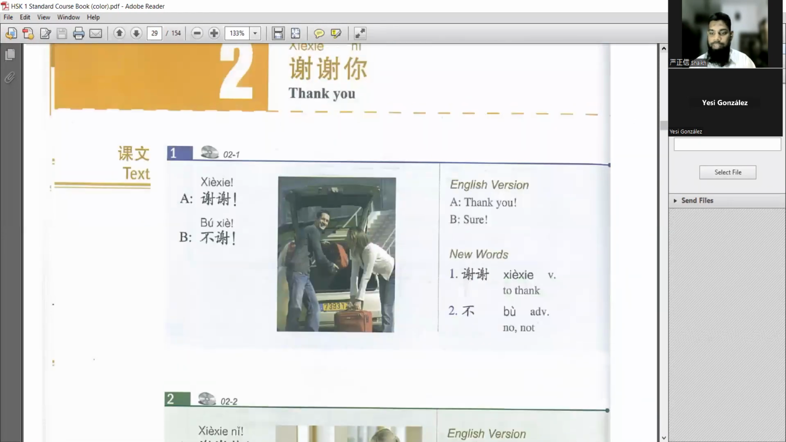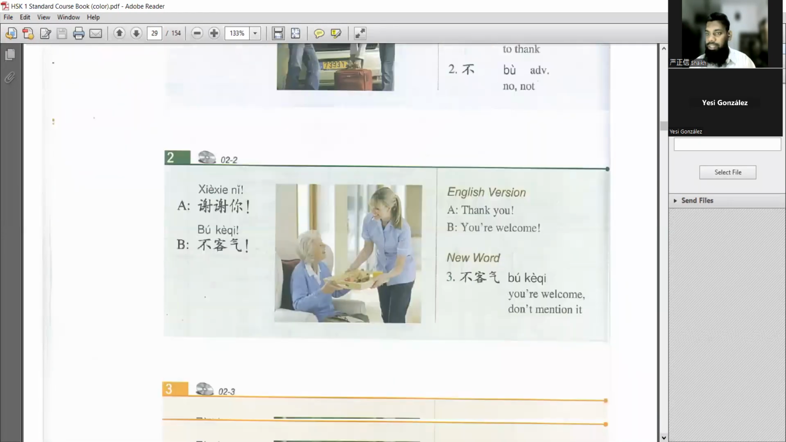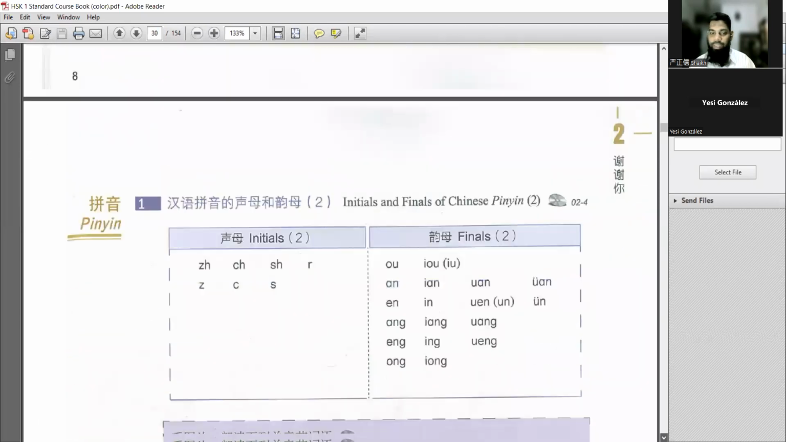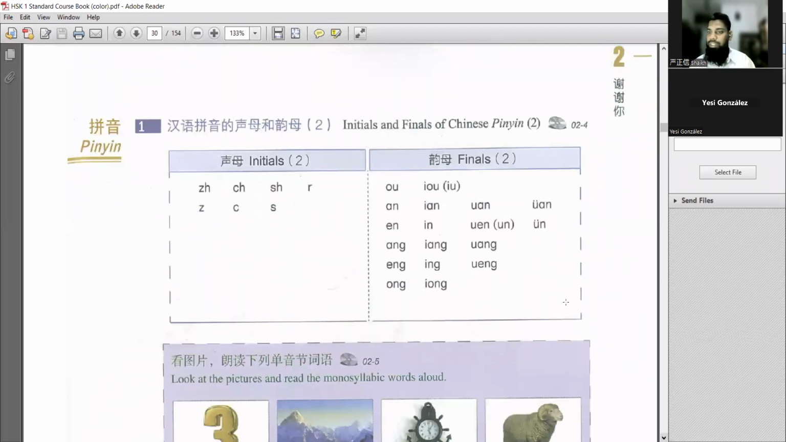I'm going to read the rest of the initials and finals which we have left there in chapter number 1. I have told you that there are some initials and finals which we will study in chapter number 2. So these are the remaining initials and finals which we are going to study here in this chapter. Okay, it's a little less.